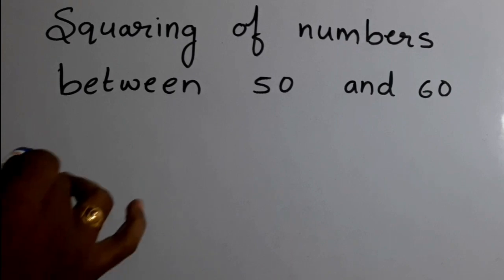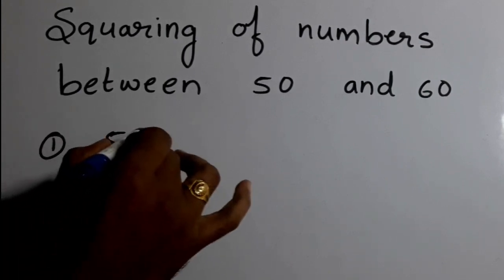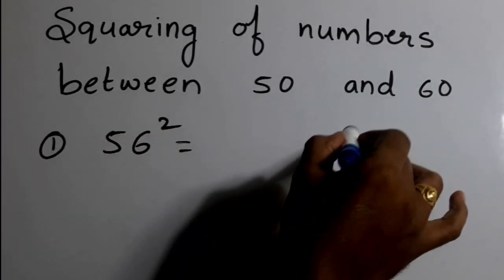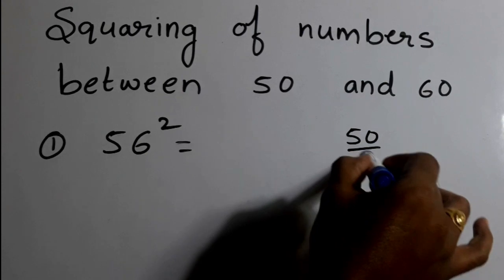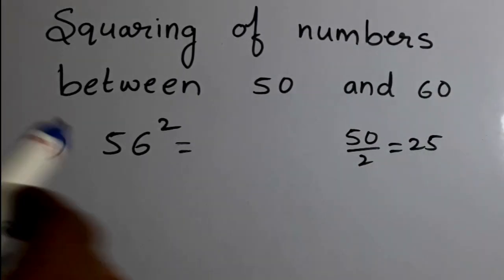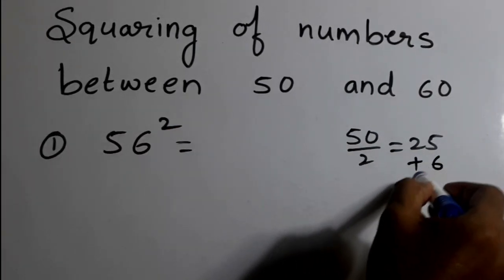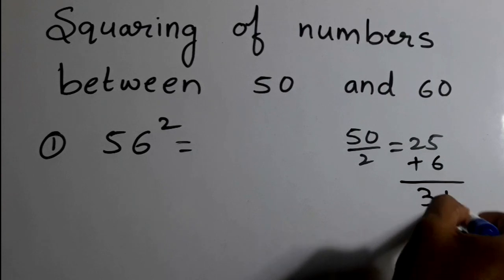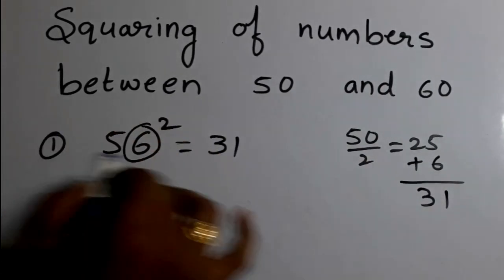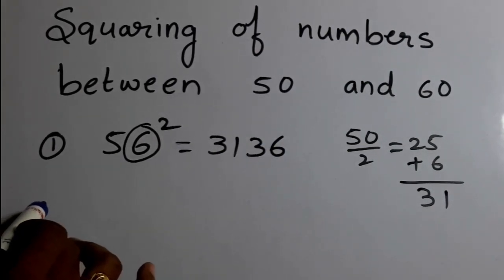Here I am taking one example, 56 square. So we have to find 56 square. Just see here, half of 50 is nothing but 25. To that 25, add 6. What will you get? 31. Write that 31 here. 6 square is nothing but 36. 3136. This is the answer.